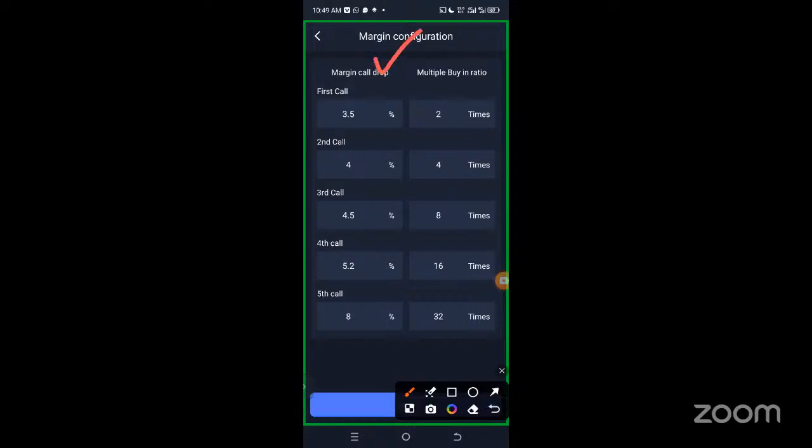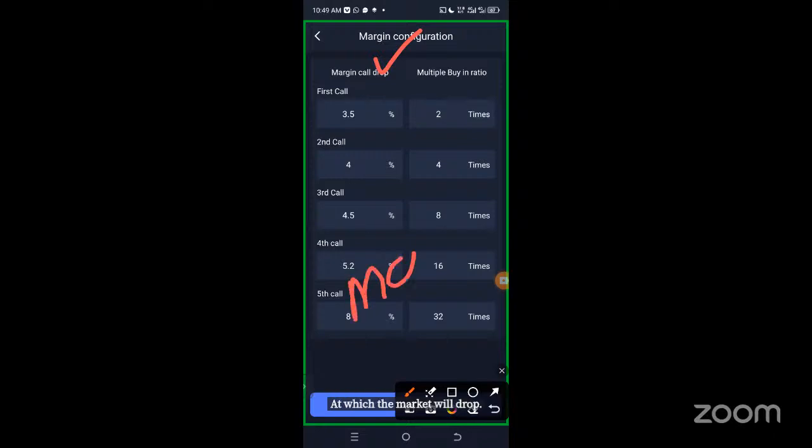Margin call drop refers to the percentage at which the market will drop.